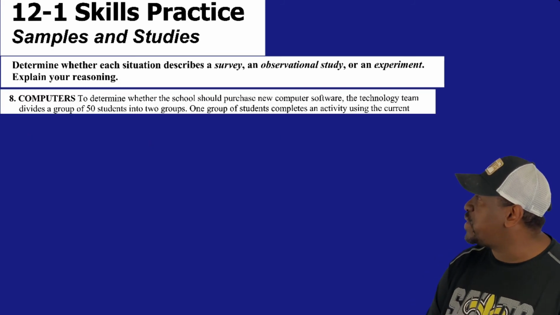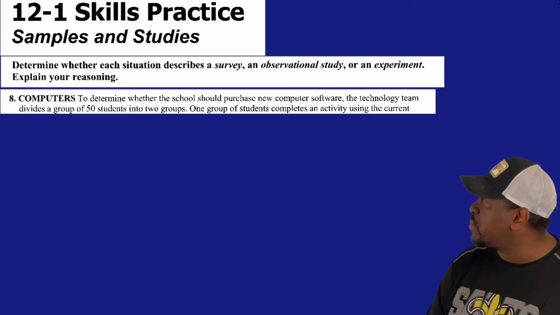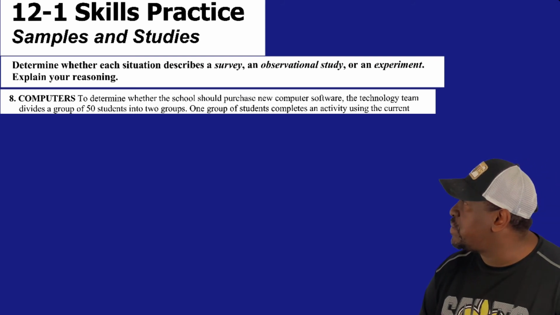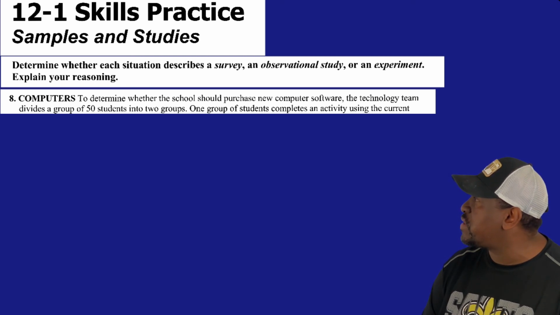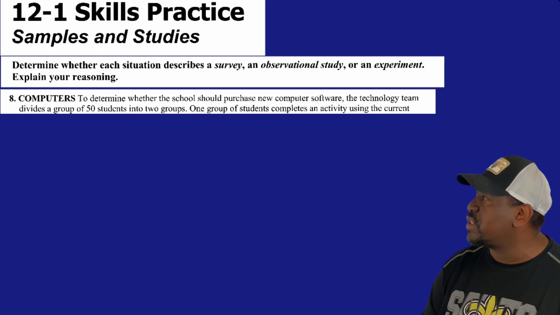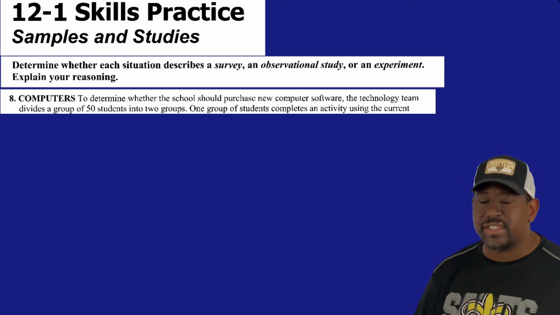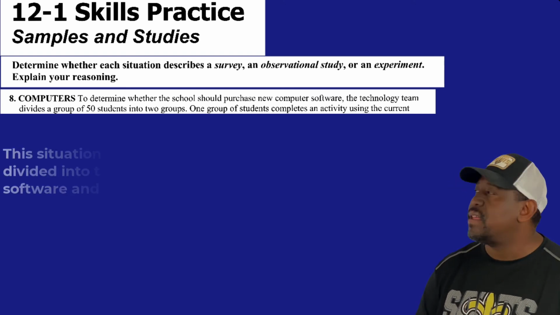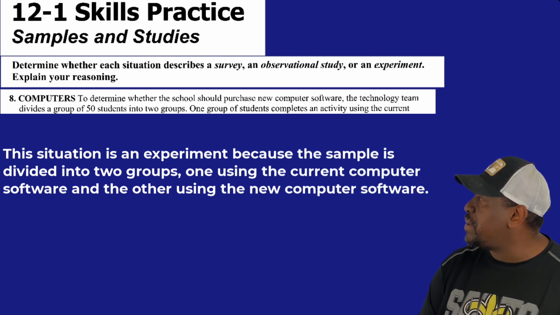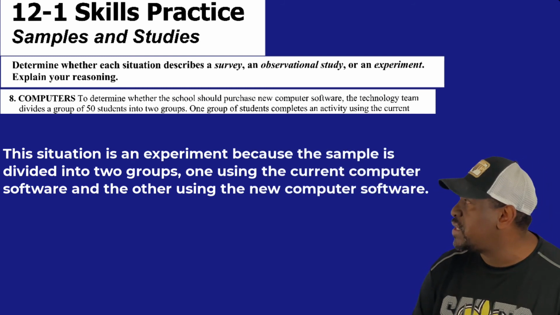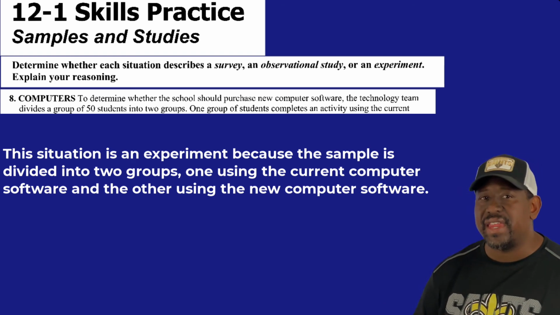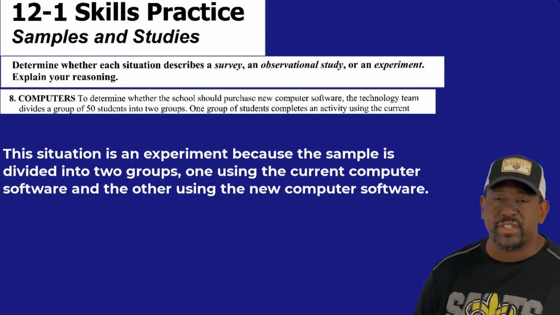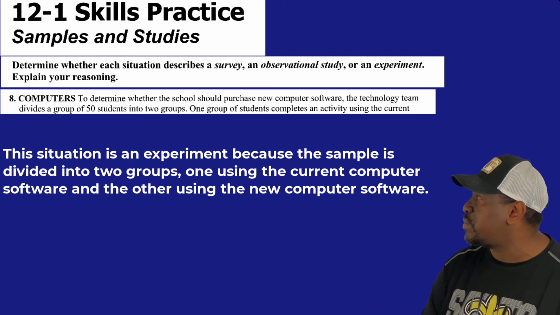And so we go to the last one, to determine whether a school should purchase new computer software. The technology team divides the group into two groups. One group completes the activity using the current software. The other group completes it using new software, and the students' actions are recorded and analyzed. Now, for sure, since there are two groups they're looking at, this is an experiment, what we call an experimental study, because the sample is divided into two groups doing two different things, and they observe the two different situations and note similarities and differences between the two.